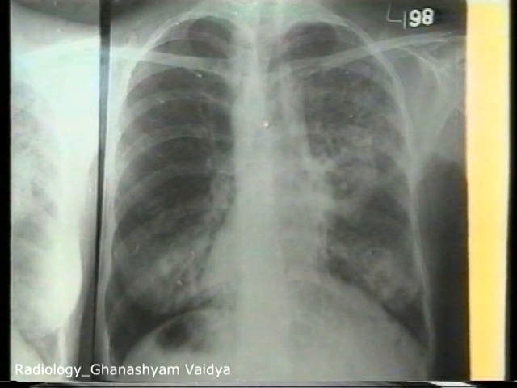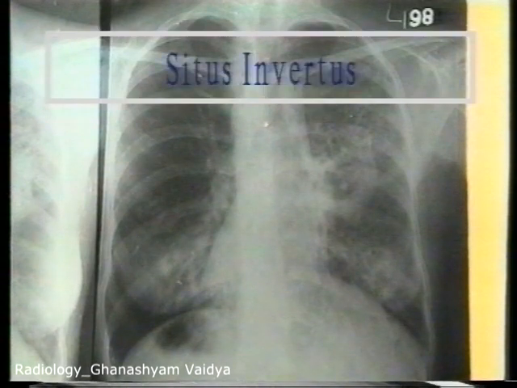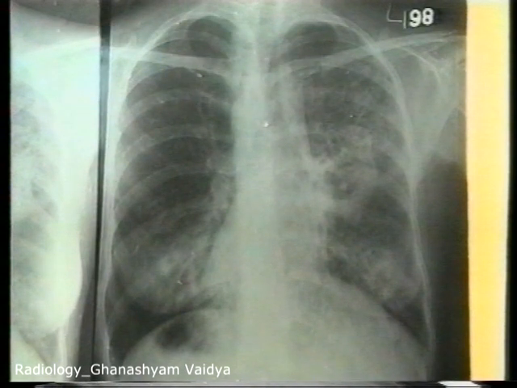This is another case of situs inversus. Note the dextrocardia with the apex of the heart on the right side, aortic knuckle on the right, the stomach bubble on the right with liver shadow on the left.